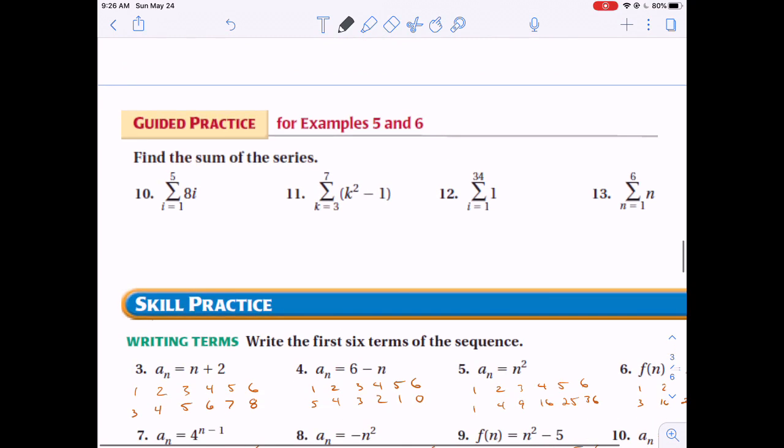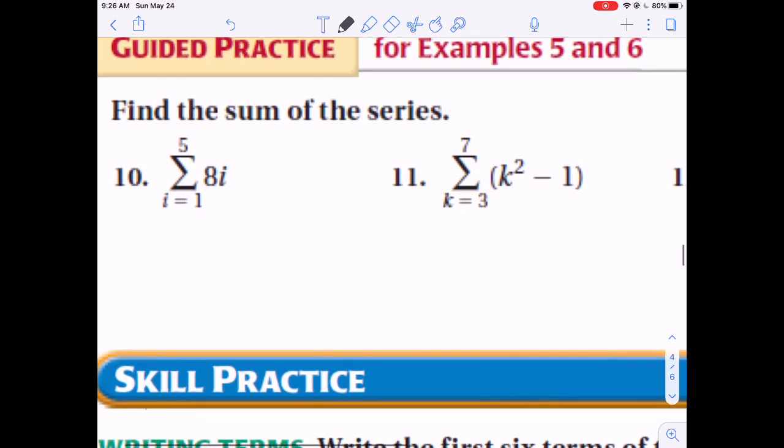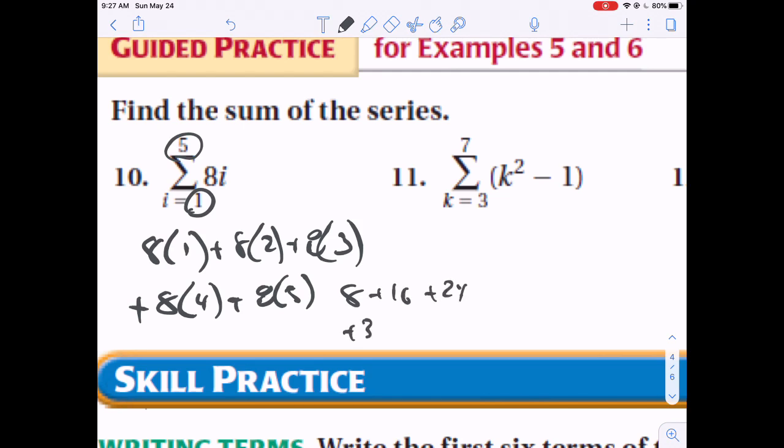So let's look at a few examples for you, and I'll give you some homework on these. It says find the sum of the series. Again, I'm going from 1 to 5, so there are going to be 5 numbers being added up, and 1 to 5 is going to be multiplied by 8. So it's going to be 8 times 1 plus 8 times 2 plus 8 times 3 plus 8 times 4 plus 8 times 5. So I have 8 plus 16 plus 24 plus 32 plus 40. And then you add all those up for your answer.